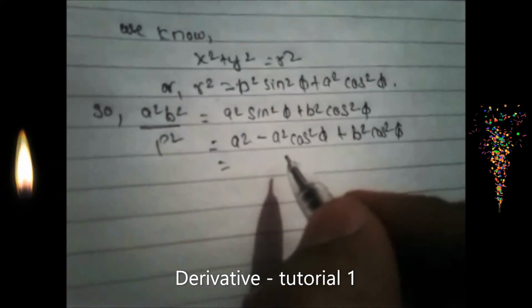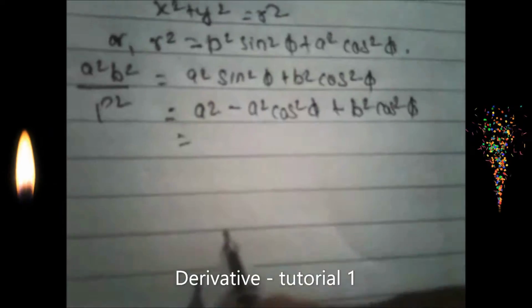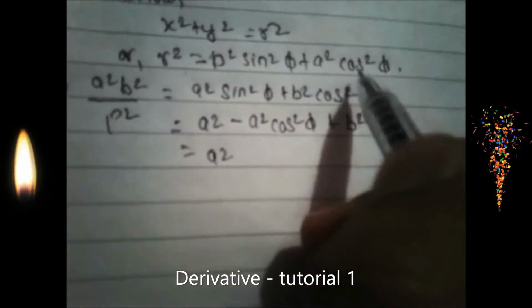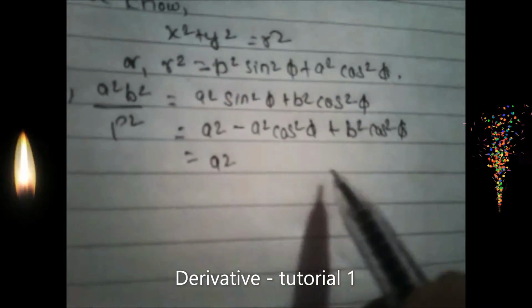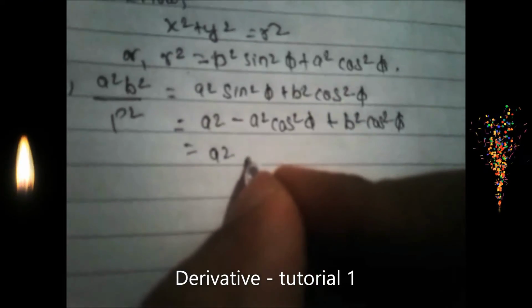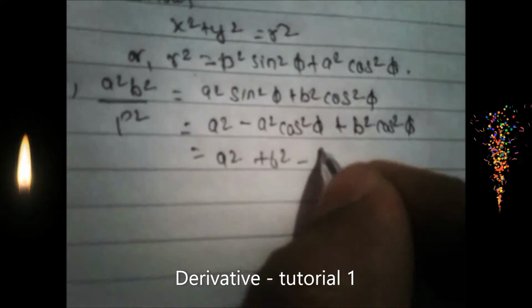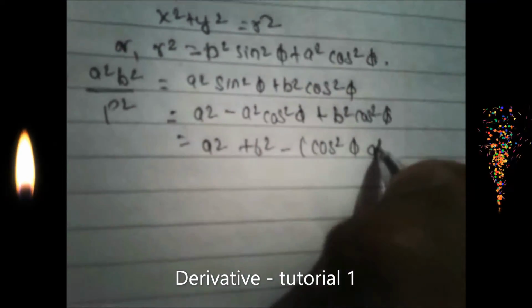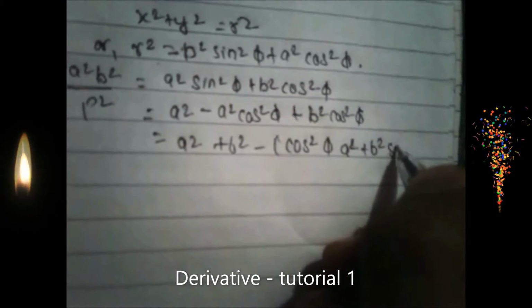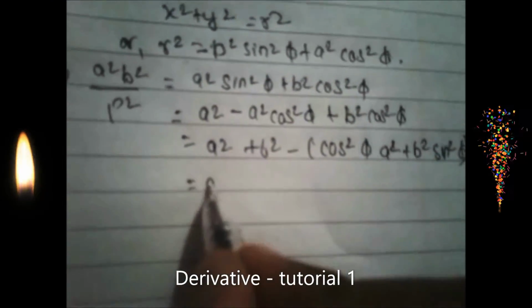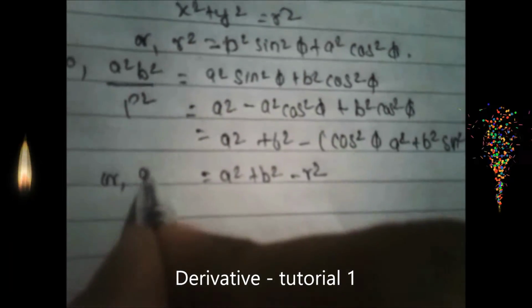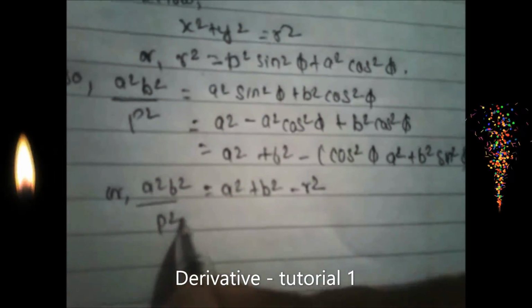So what we can just write is, we change this in the form of sine, because a is with cos and b is with sine. So a square plus b square, minus common cos square phi, a square cos square phi plus b square sin square phi, and this can be written as r square. So a square plus b square minus r square.